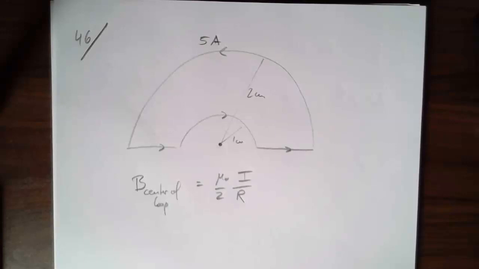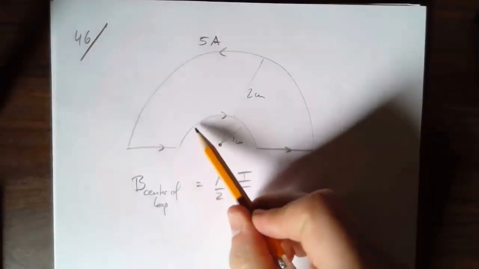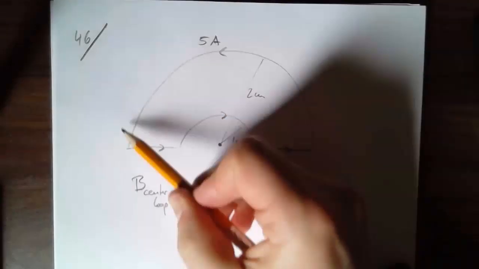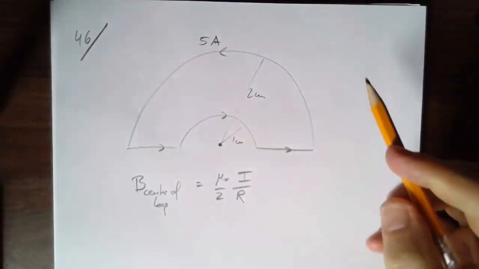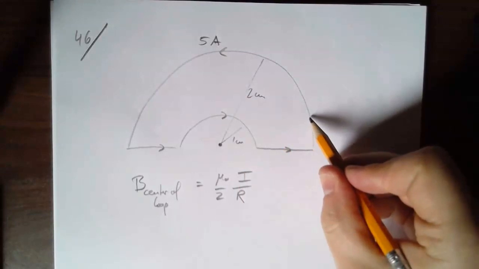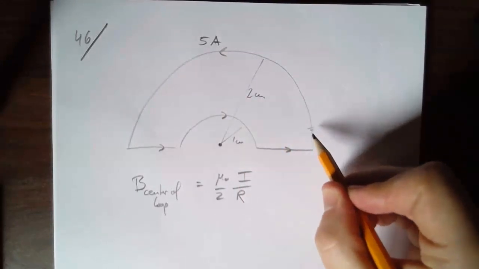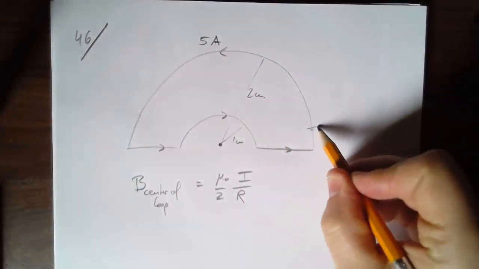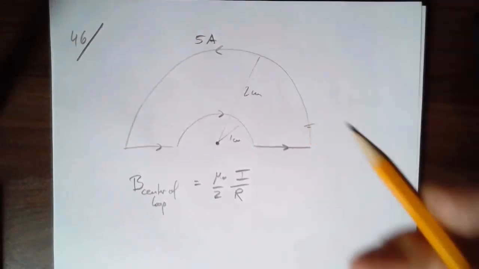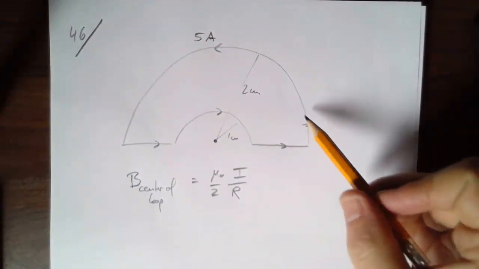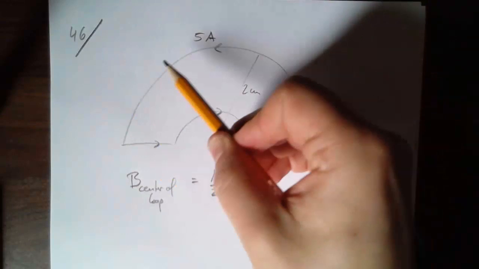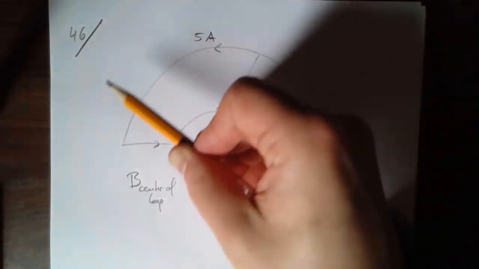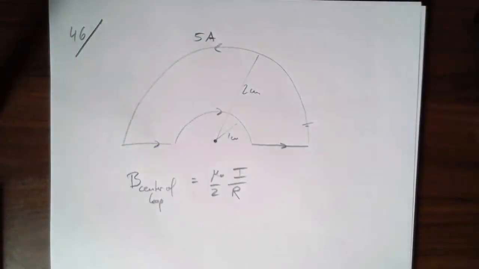So here's the setup for number 46. We've got a complete loop, right? A complete current loop. Of course, to actually make this work, I might imagine there's a little battery somewhere, sort of off to the side, like here. And the wire has some resistance, so I get a finite current, right? But we're going to get this setup where there's the current flowing through this loop, and it's 5 amps.